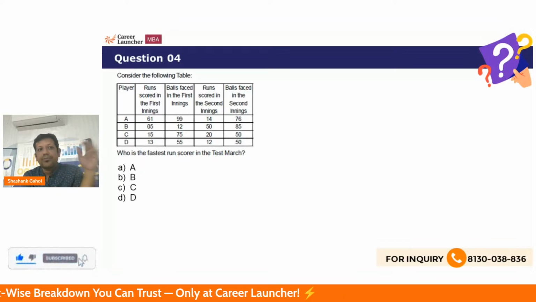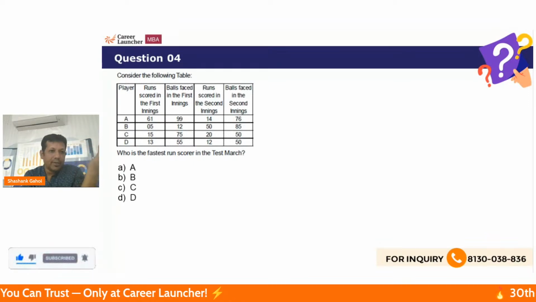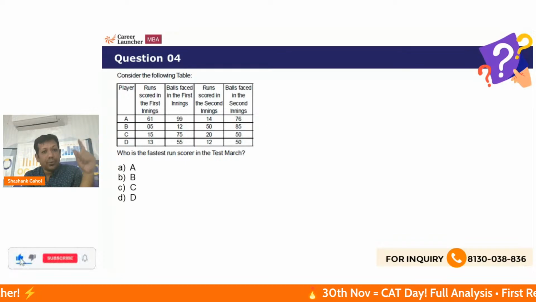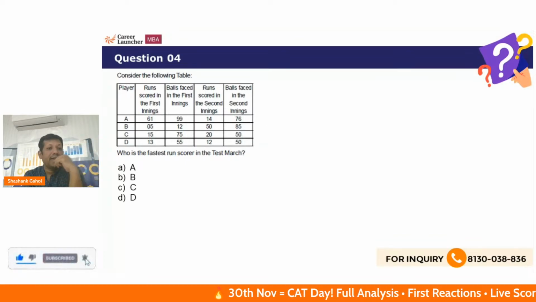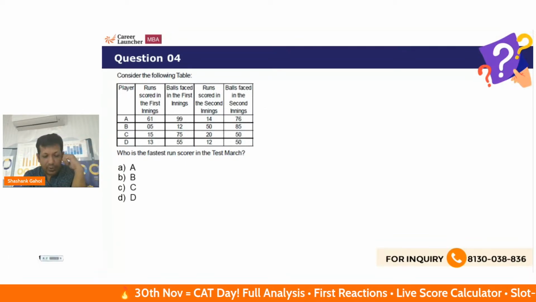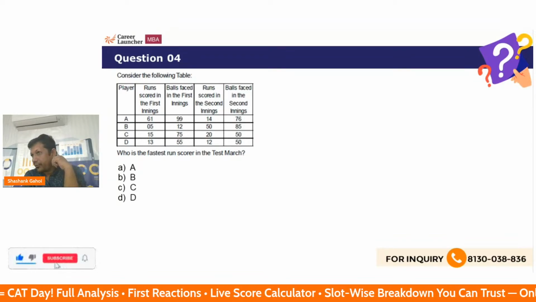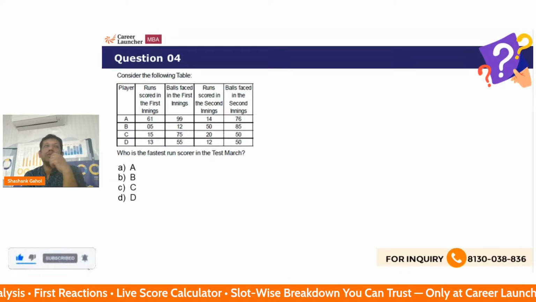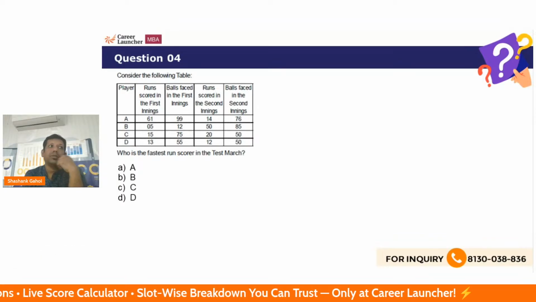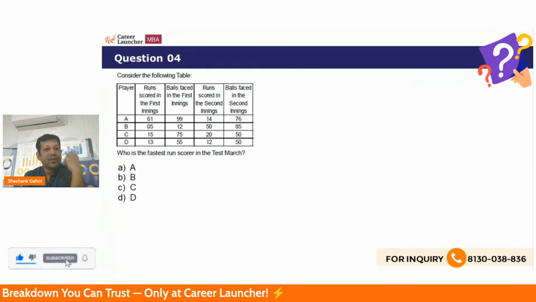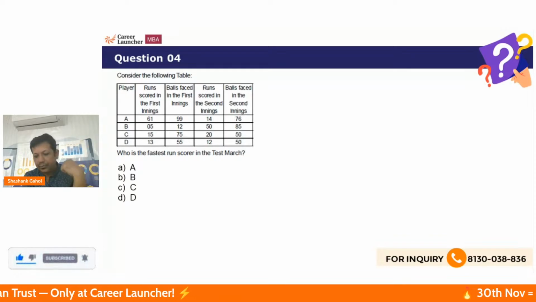There are players. The runs scored in the first inning, balls faced in first inning, runs scored in second inning, balls faced in second inning, and the question is talking about the fastest run scorer in the test match. Okay. So fastest run scorer means the runs scored in lesser number of balls is going to be the fastest run scorer.